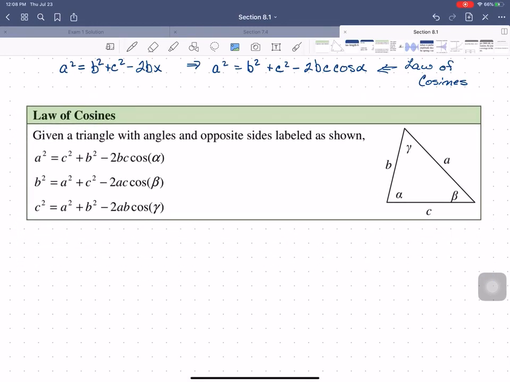All right, so if you've got two sides of a triangle and the angle between them, then you can use the law of cosines to find the third side. And then you can use the law of sines to completely solve the triangle. So let's give it a shot. We'll come back in the next video and do that.